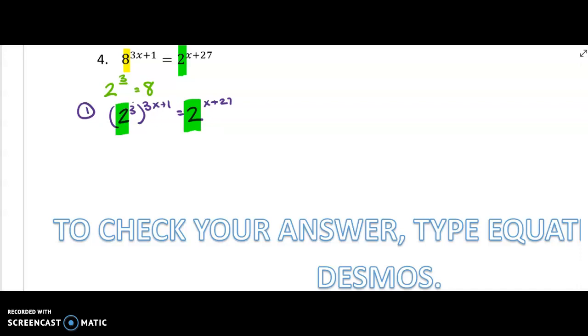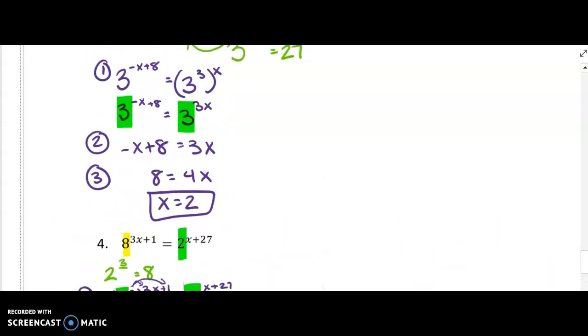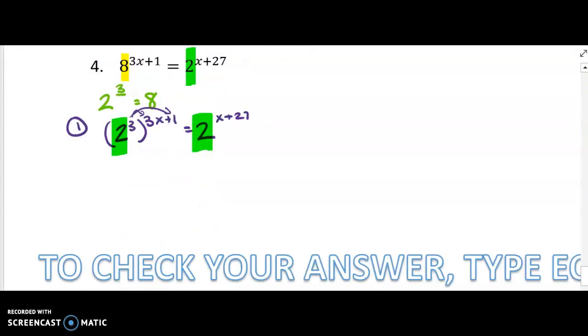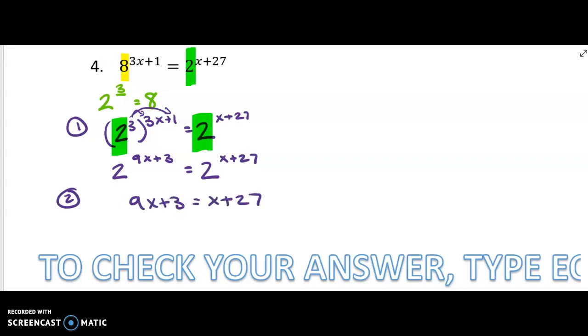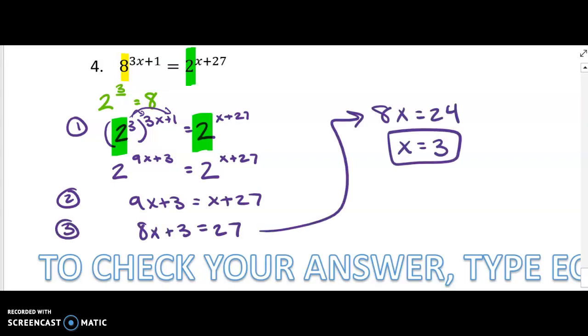Now before we move on, we need to make sure that we get this 3 multiplied out to each of the 3x and the 1. Okay, in the previous problem, we just had to do 3 times x, but now we have a little bit more to work with. So we are actually working with 2 to the 9x plus 3, and then 2 to the x plus 27. Now we can set them equal to each other, and then solve for x. So take a minute, solve for x. If you solve for x correctly, you should have gotten x equals 3.